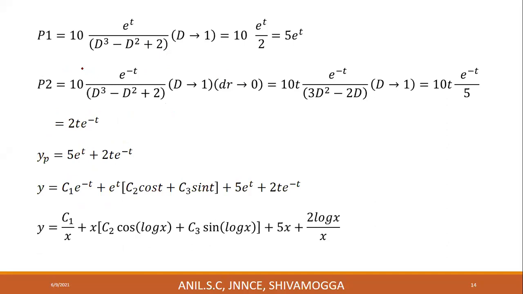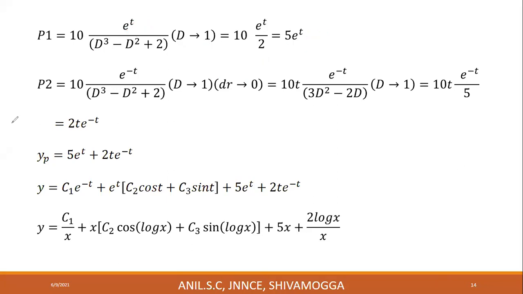P1 is 10 into e power t divided by f of D, which is D cube minus D square plus 2. What kind of integral is this? Type 1, because it is exponential. Replace D by a. a is 1. Therefore, you keep this 10 as it is, e power t divided by, what will be the denominator? 1 cube is 1, minus 1 square is 1, plus 2. 2. 10 by 2 is 5. 5 into e power t is P1.